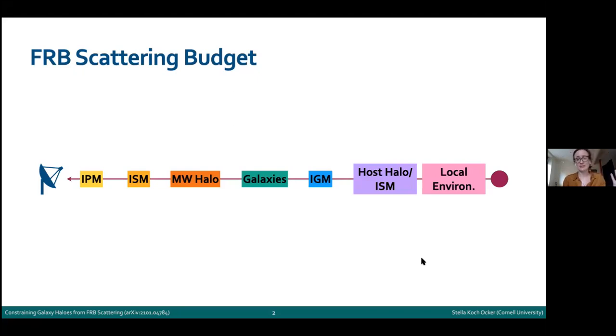And the total amount of scattering that we ultimately observe is the product of the FRB's whole journey, but certain media along the line of sight can contribute more or less or even entirely dominate the scattering that we observe, right? And so for most of the FRBs that we consider, it turns out that the interstellar medium of, for example, our own galaxy or the host galaxy seem to dominate the scattering that's observed. But in this work, we're really concerned with constraining how much scattering comes from galaxy halos.